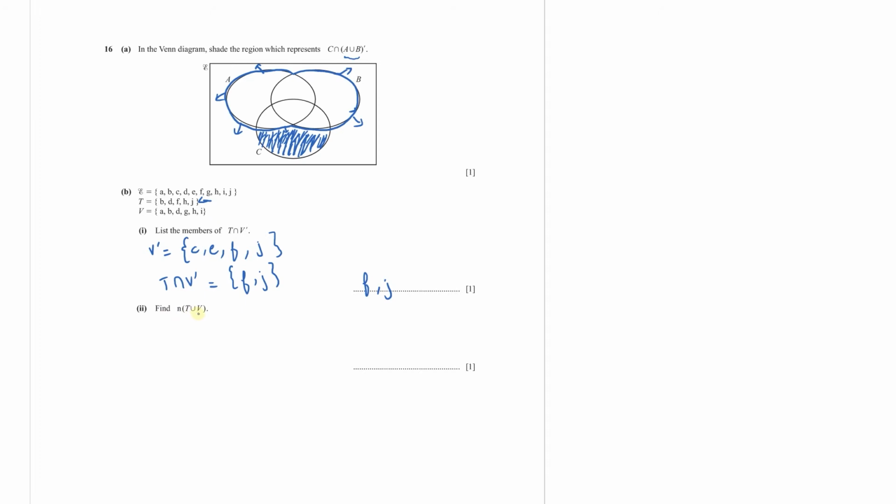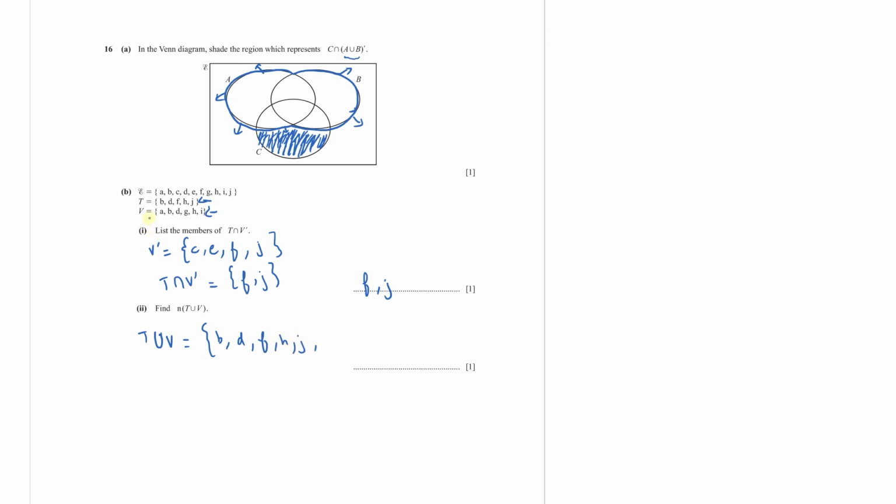Find the number of elements in T union V. First we can find T union V, and then we can count the number of elements. That will be your answer. T is this and V is this. You have to make sure you don't double count the elements that are common. So let's first write down all the elements of T. T is B, D, F, H, J.